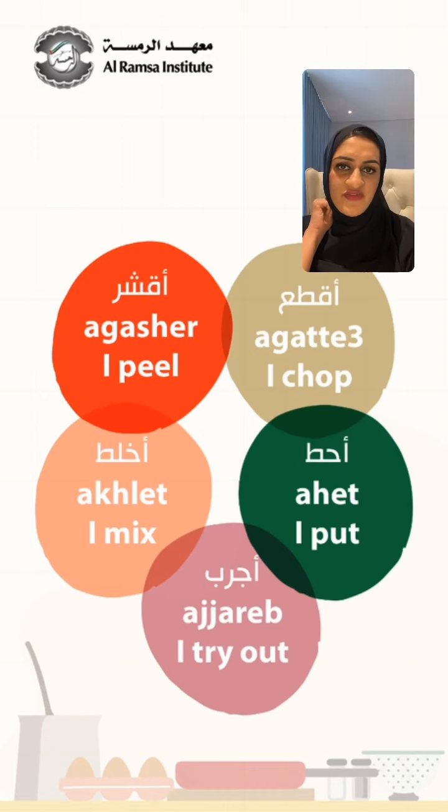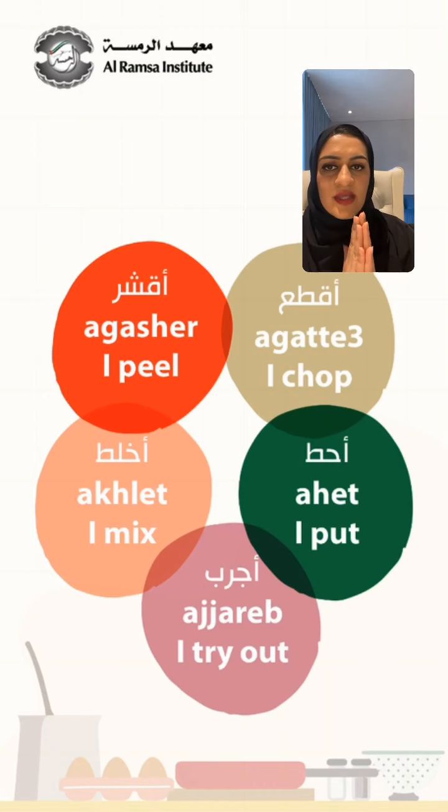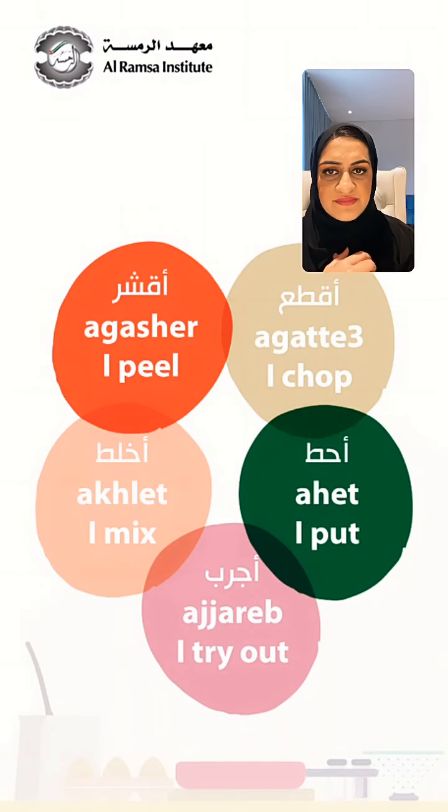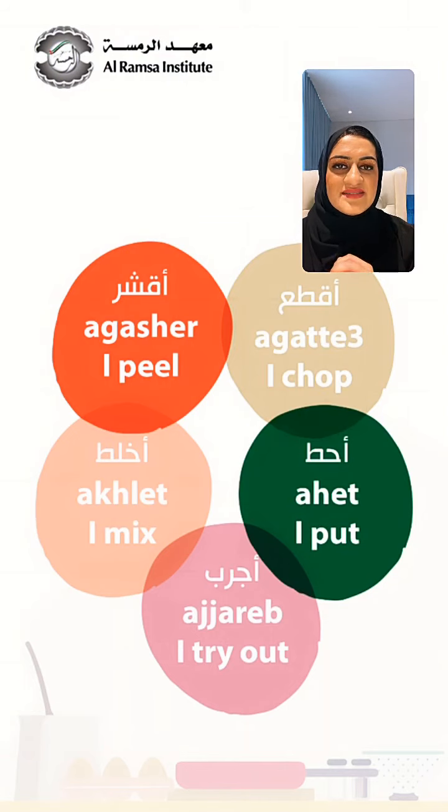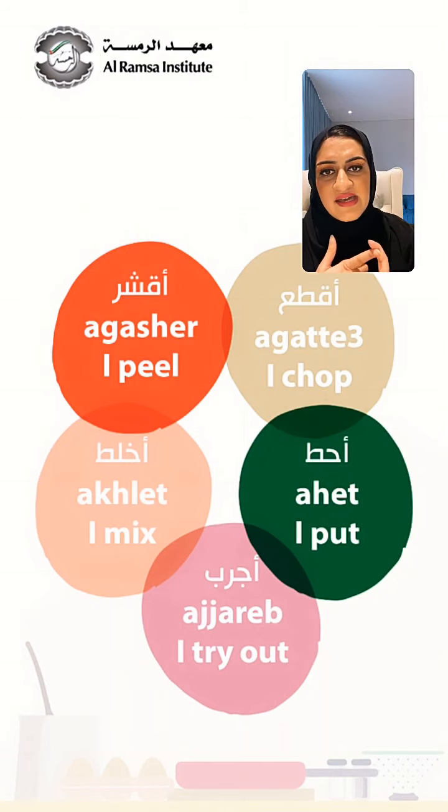We'll learn five more verbs. I peel is أقشر. أقشر البطاط. أقشر I peel what? البصل if you are peeling the onion. أقشر الثوم. So whenever you're peeling you can say أقشر. أقطع is I chop, which is the same as I cut. أقطع البصل، أقطع البطاط، أقطع الطماط، أقطع الخيار.